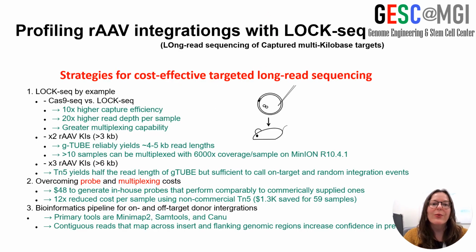So I've shown you how we use Minimap, SAM tools, and CANU for assessing on and off-target integration events. And these are things that we use to first pass prioritize animals and assess quality of the data.